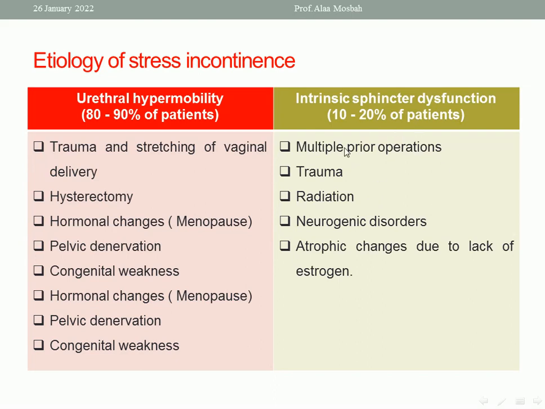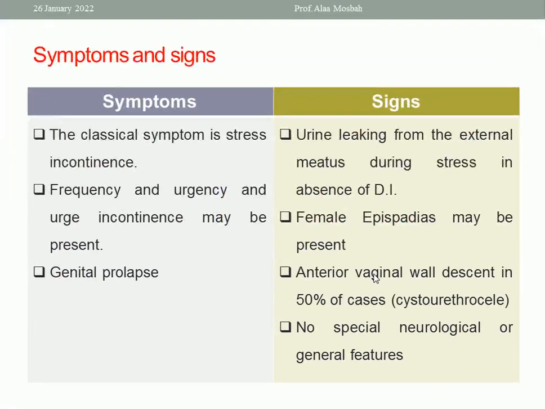May be due to multiple previous operations, or exposure to radiation, radiotherapy for pelvic malignancy, or due to trauma, or due to neurogenic disorder, or due to atrophic changes due to lack of estrogen as in post-menopausal women. What are these symptoms and signs?